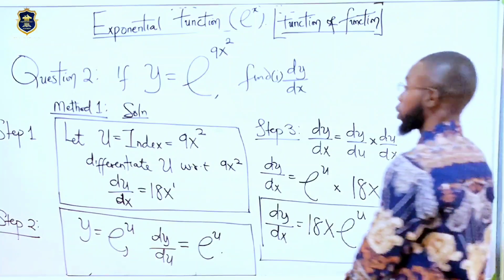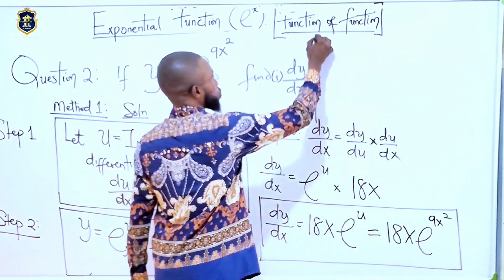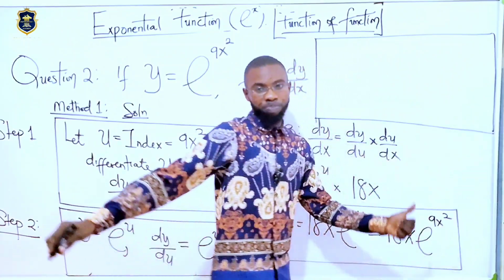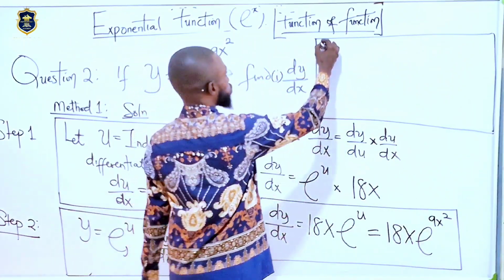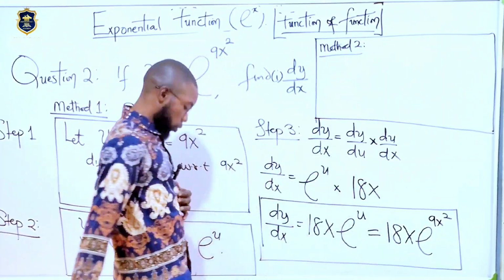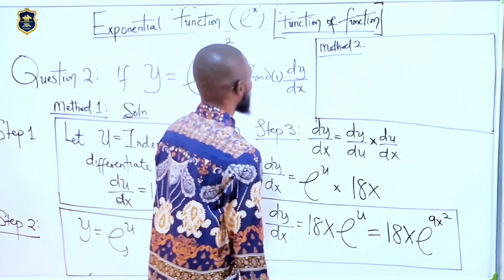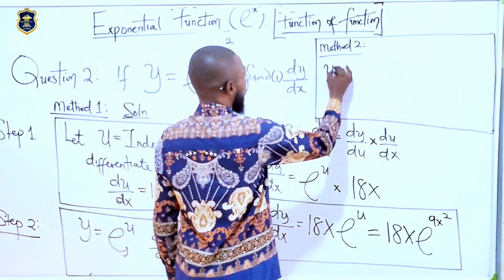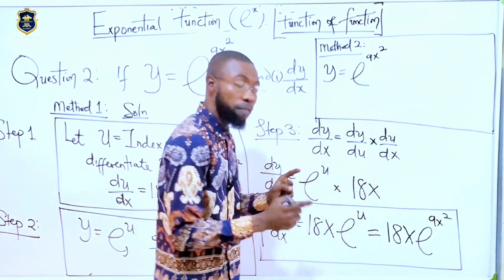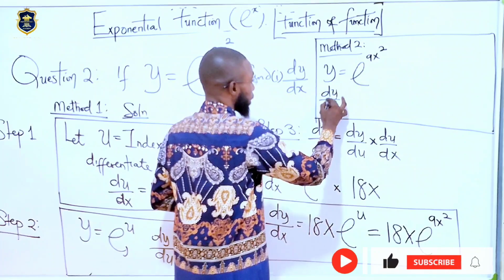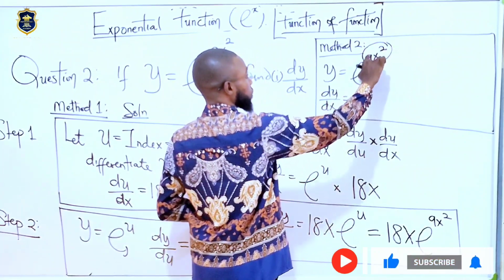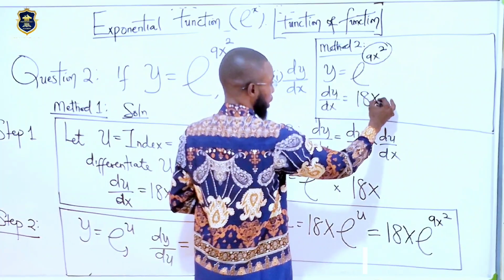Method 2. Let's get to method 2, guys. We are borrowing this small space for method 2. It's easy. Our y is e raised to the power of 9x squared. First things first, our dy over dx is just the derivative of the index. If we differentiate the index, we will have 18x.